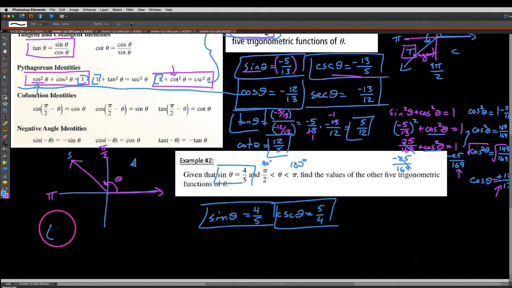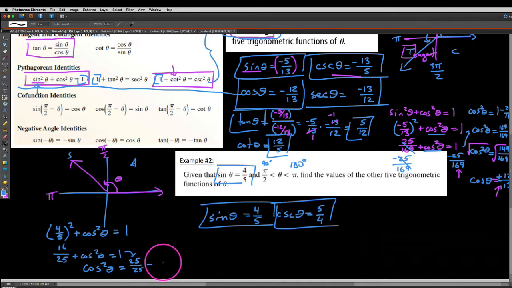So we have this. We have sine squared, so 4/5 squared, our sine value squared, plus our cosine squared value. It's equal to 1. When we square out our 4/5, we get 16/25 plus the cosine squared is equal to 1. When we subtract 16/25, we get cosine squared is equal to 25/25, which is this 1 here, minus 16/25, which ends up giving us a 9/25. So if cosine squared equals 9/25, then just cosine, after we take the square root of both sides, is going to be the square root of 9 over the square root of 25, which is plus or minus 3/5.